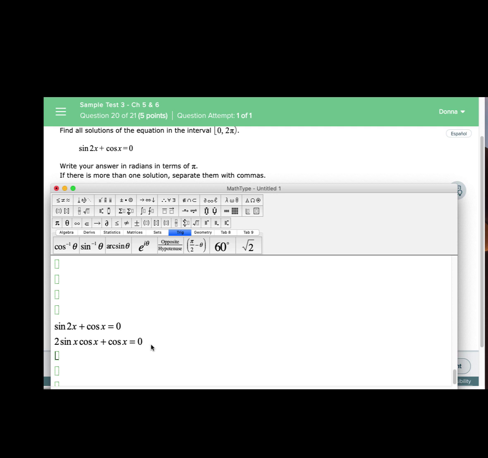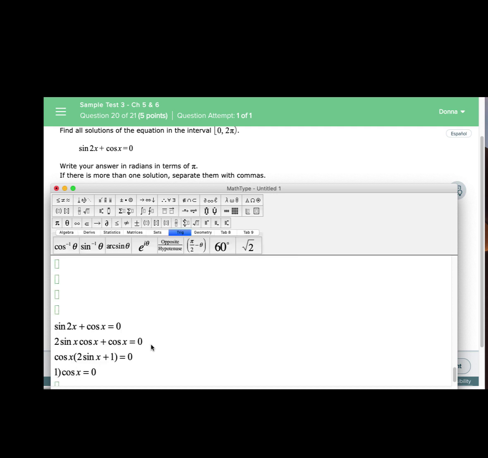Cosine x is common to both terms, so we can factor out the cosine x, and that's going to leave us with 2 sine x plus 1. Now that we have it factored, we can set each factor equal to 0, so we get cosine x equal to 0.